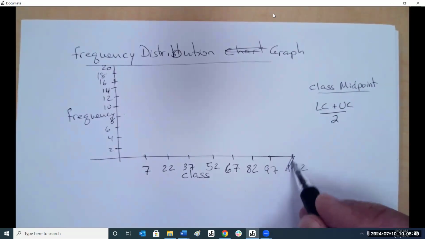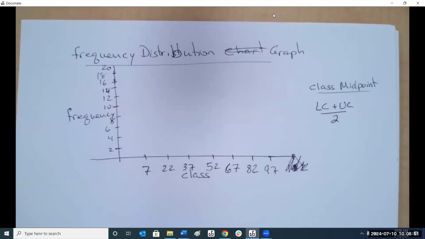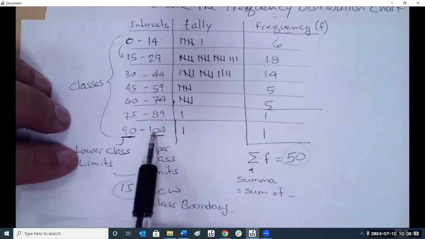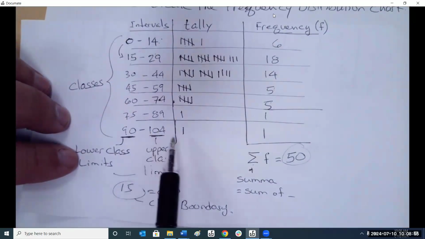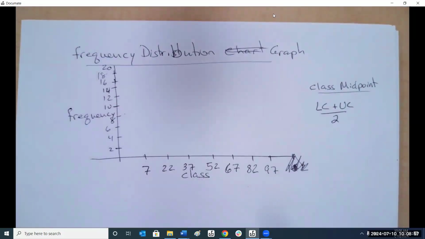No, we don't need the next one. There's no next one, because 97 is between 90 and 104. We don't have anything higher than 104. 1, 2, 3, 4, 5, 6. We have 7 numbers because we have 7 classes.